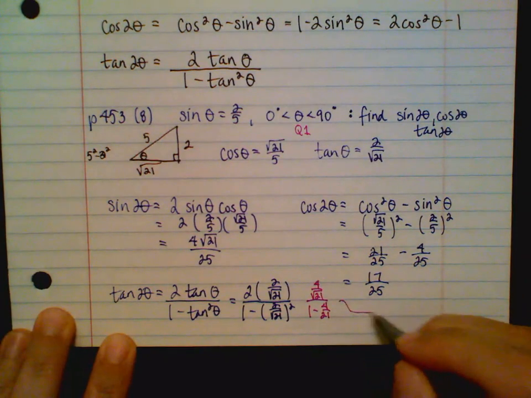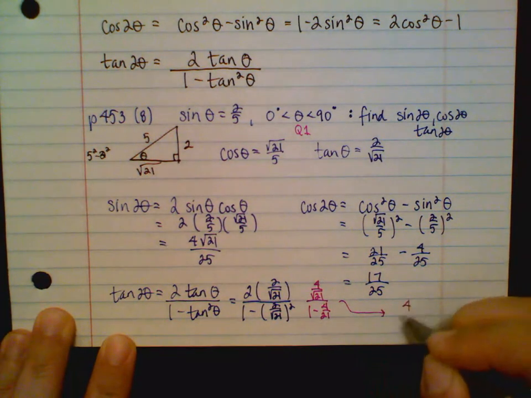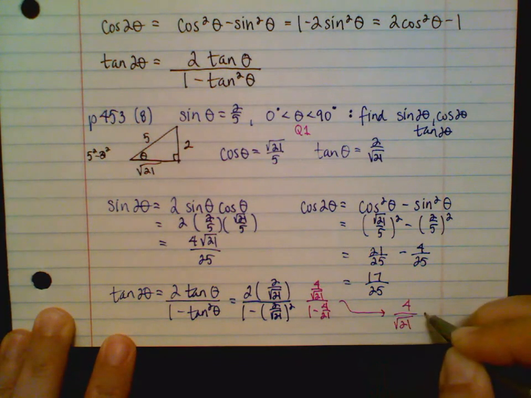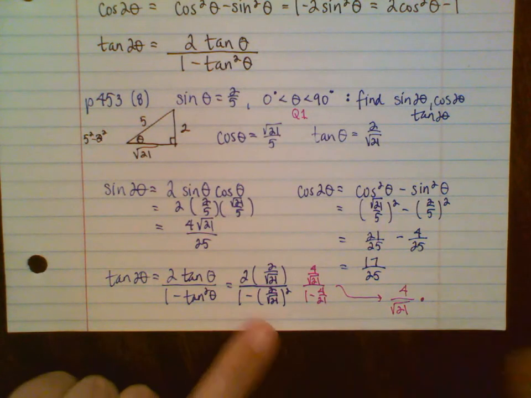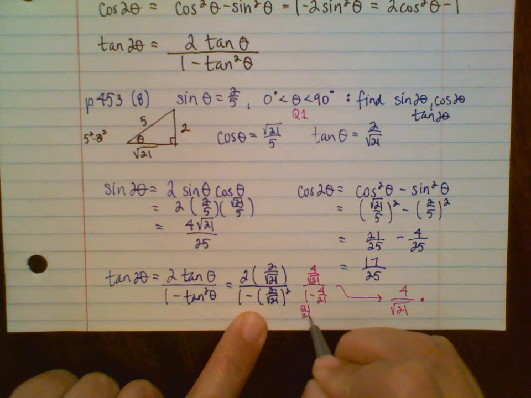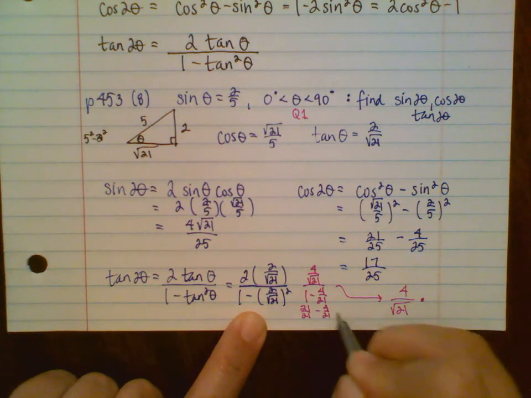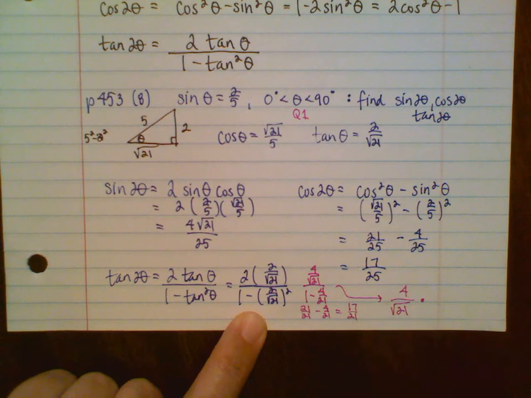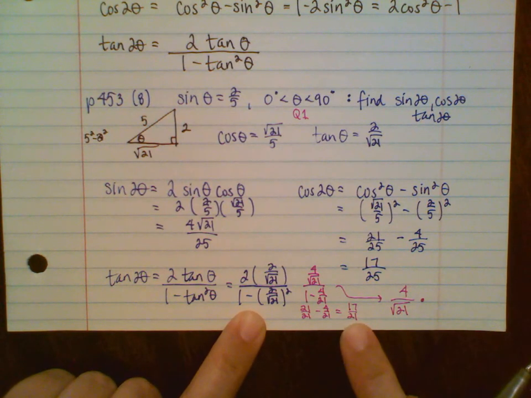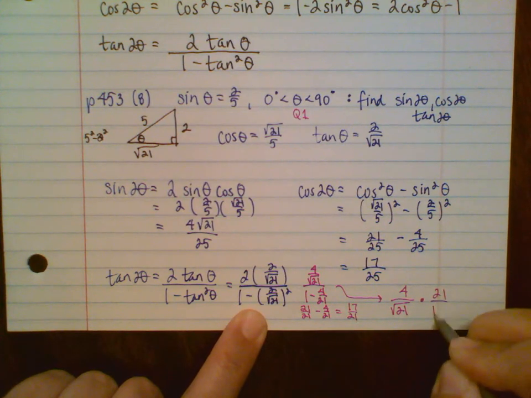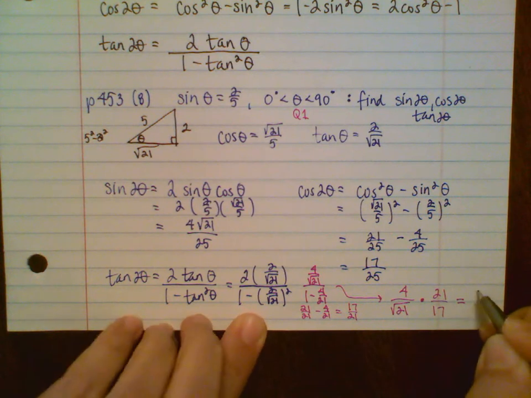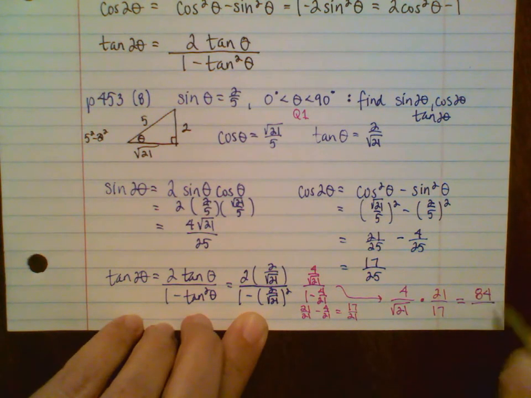All right, work with me here. This is 4 divided by the square root of 21 times, why am I multiplying? Because this is going to be a fraction. This is 21 over 21 minus 4 over 21, which is 17 over 21. But when you divide by a fraction, you multiply by its reciprocal. So 4 times 21 is 84. The square root of 21 times 17 is just 17 square roots of 21.